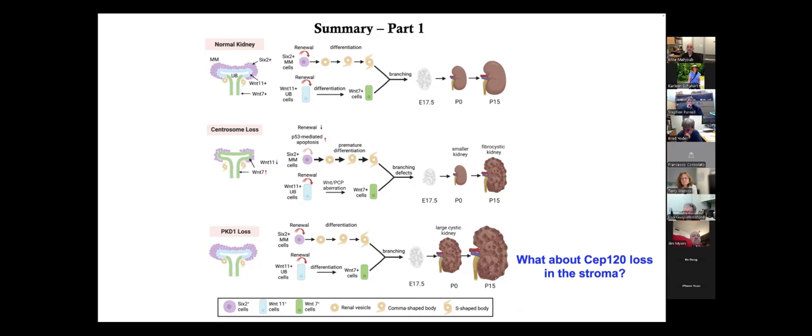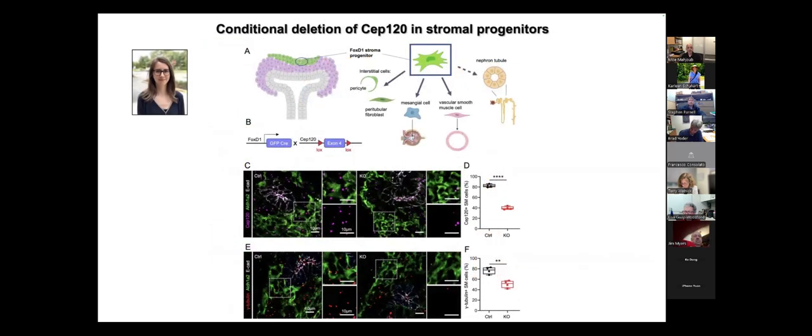So what about the knockouts in the stroma? Everything I've showed you so far was in the nephron populations. So this project was driven by my other postdoc, Ava, who's now at UT Southwestern. And so she used the FOXD1 Cre. Again, this is just a developmental Cre, not inducible. And she crossed it to the CEP120 flox.